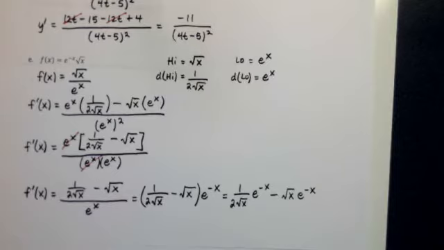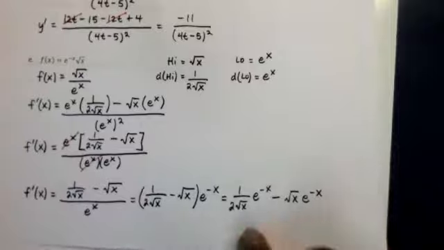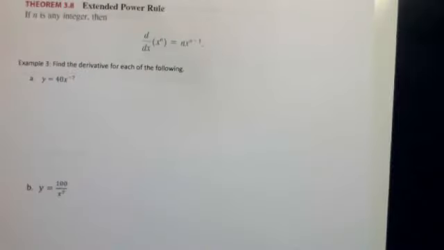1 over 2 square root of x times e to the negative x minus square root of x times e to the negative x. Okay. So that's how we apply the quotient rule to take derivatives. All right, next we'll look at the extended power rule.